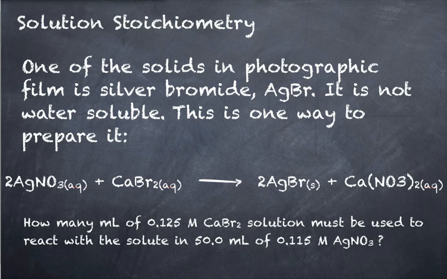So here's the question. They're going to give you a concentration of the calcium bromide, and we want to know how much of it we're going to need to react with a certain volume of a specific concentration of the silver nitrate. So they're going to give us a concentration and a volume of the silver nitrate. We don't have moles, we'll have to find it. Then we're going to go from moles to moles of the calcium. Then from moles, we're going to go back through the molarity formula to find the amount that we're going to need.